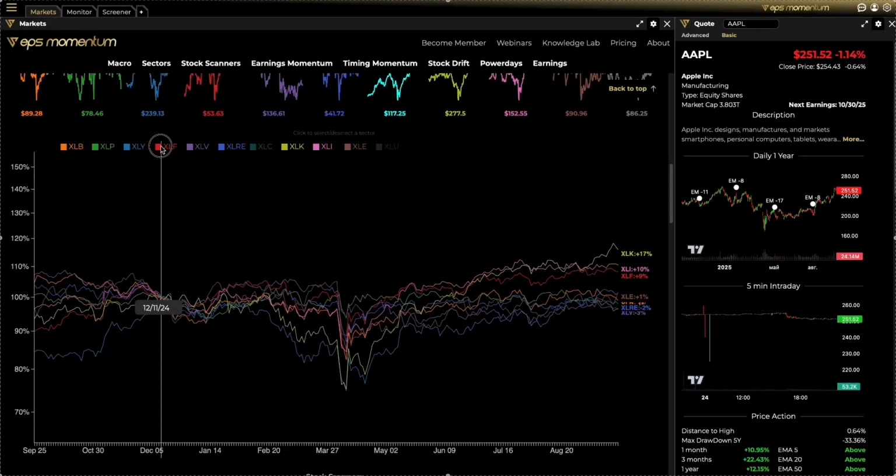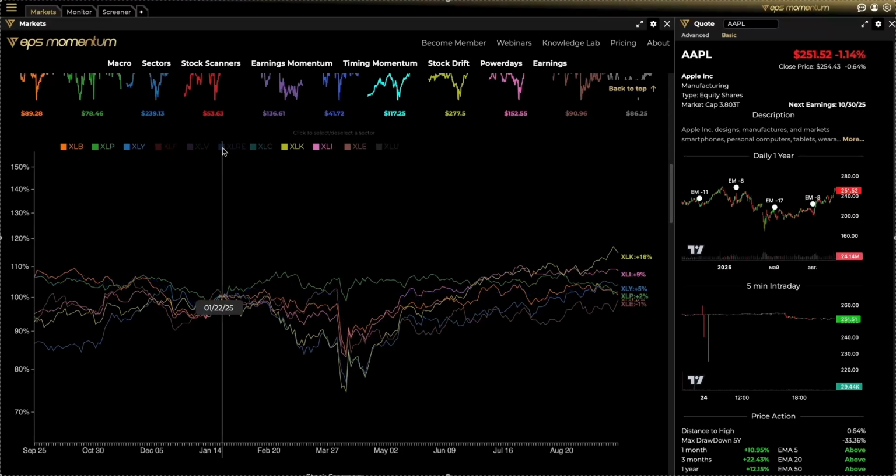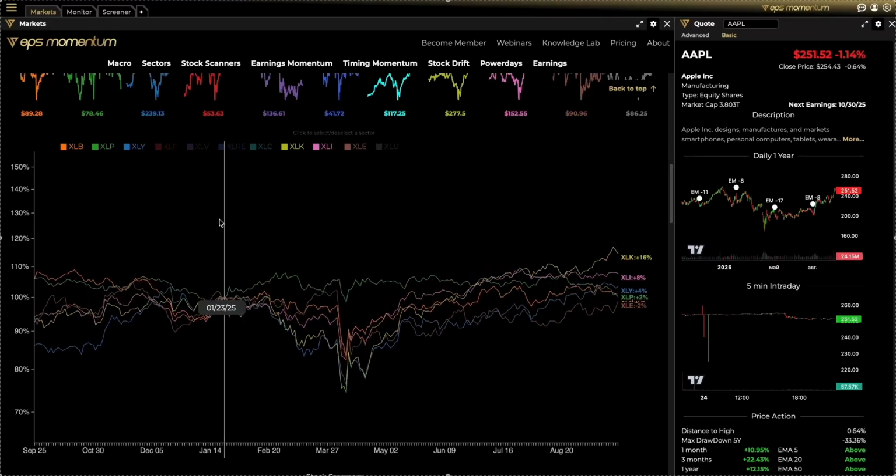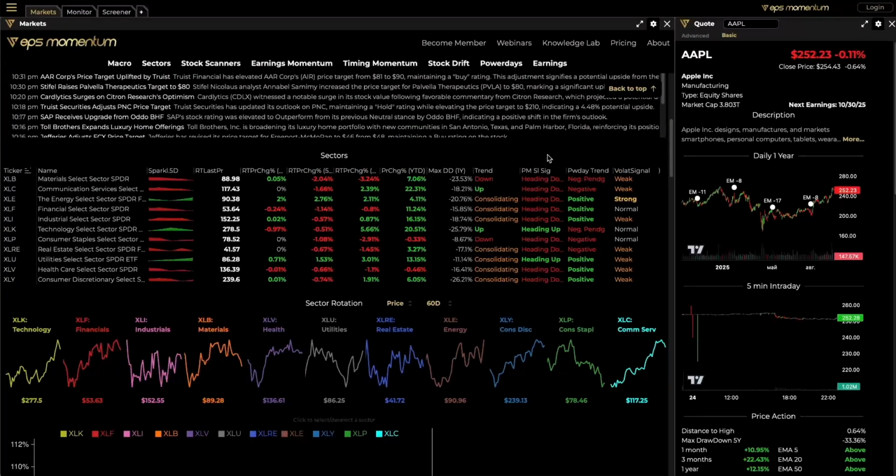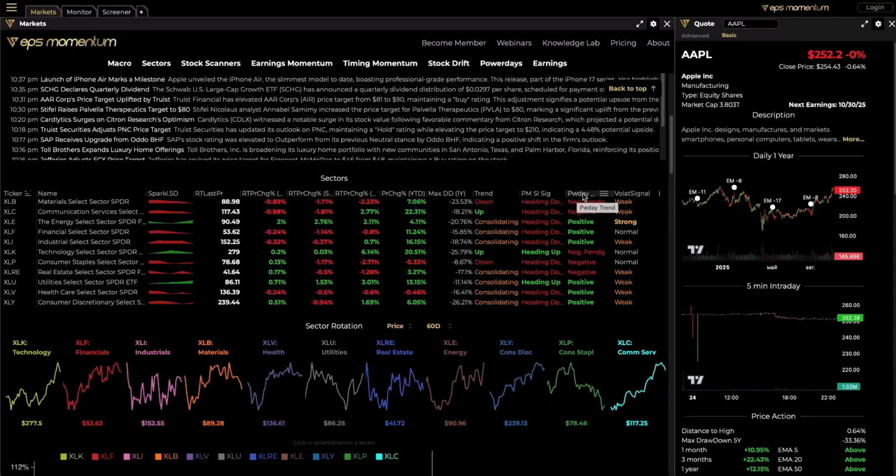If you only want to focus on a few sectors, you can simply deselect the others and track what matters most. You can also use the sector panel above, where all signals are collected in one place. You can see volatility, power day, trend signals that are positive, negative, or in consolidation, direction up or down, and more. This makes it easy to track performance and see which sectors are leading.